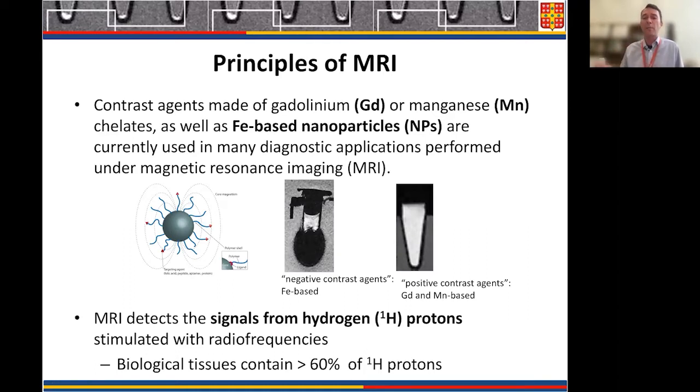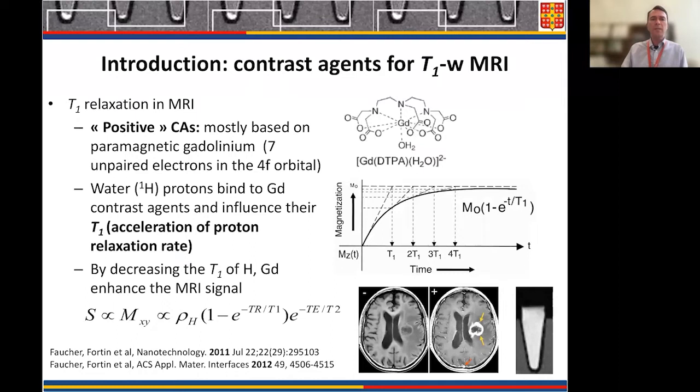So this is called the positive contrast. Positive contrast imaging, T1 weighted imaging, is mainly generated by gadolinium and manganese contrast agents, while the iron oxide nanoparticles are mainly used to generate negative contrast. So the positive contrast agents are based on gadolinium. So the element gadolinium has the capacity to strongly influence the spin of hydrogen protons.